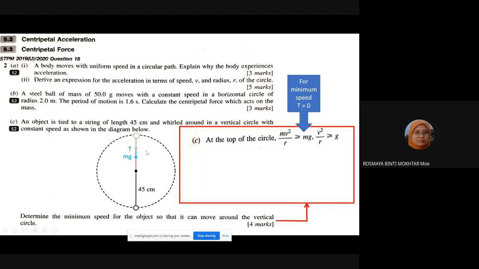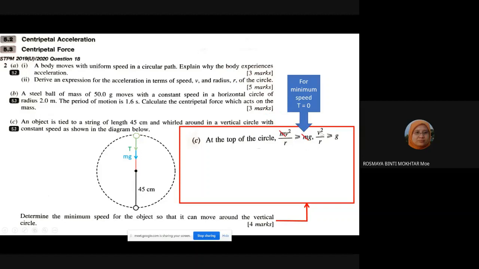Same case as just now, in the previous slide, involving R and mg. But in this case, R is not involved here, T is involved. For the minimum speed, it manages to make a complete circle here, so the minimum T is 0. The equation becomes mg only. Understand or not? Now we cancel the m.